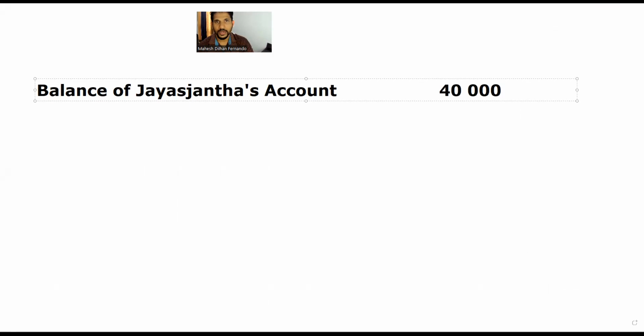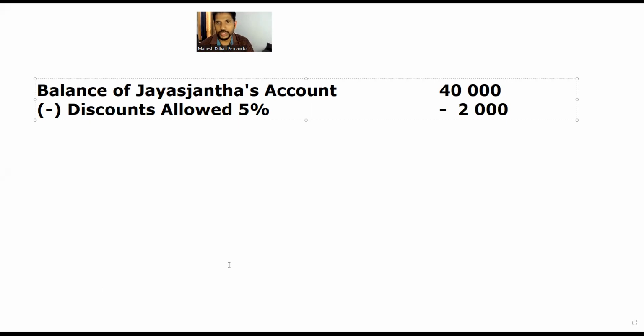At the time of the collection, we have allowed a discount, right? Discount at 5%. I think you have done all these things, multiplication with the ratios, percentages. 5% of 40,000 is 2,000. So the allowed discount is 2,000.